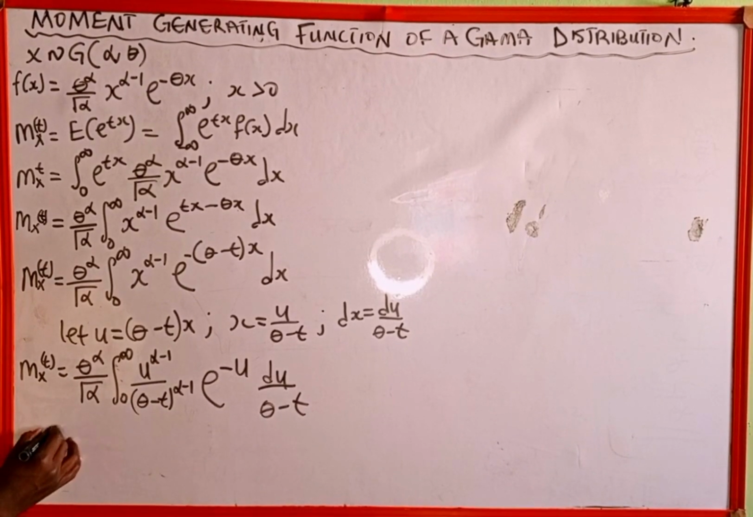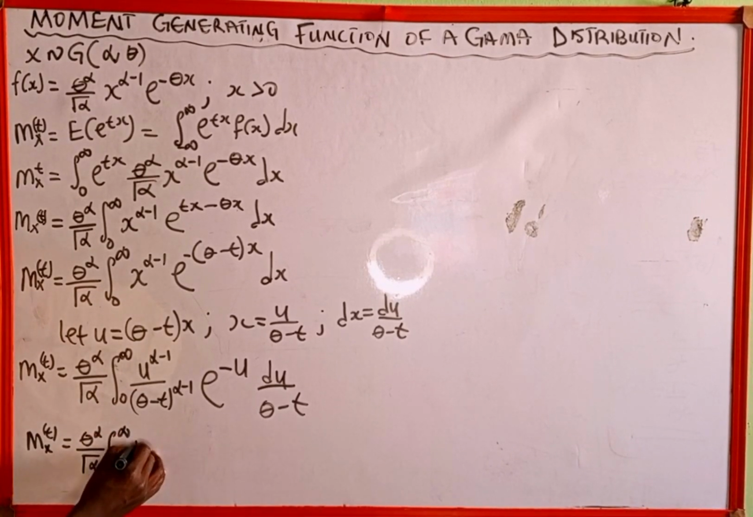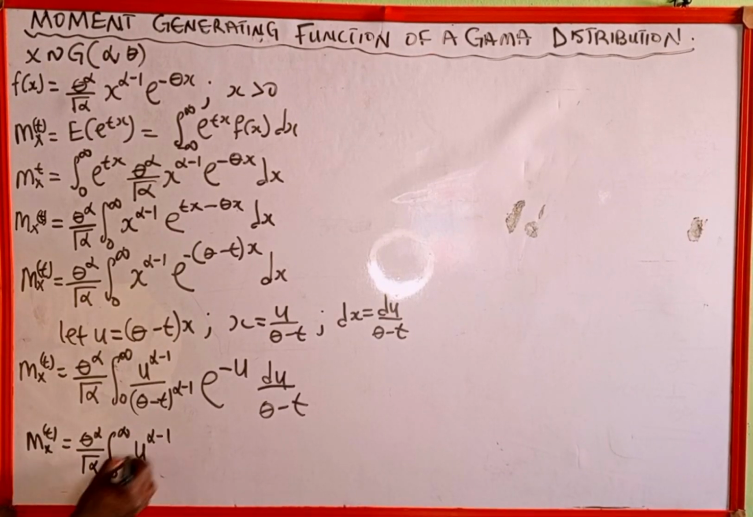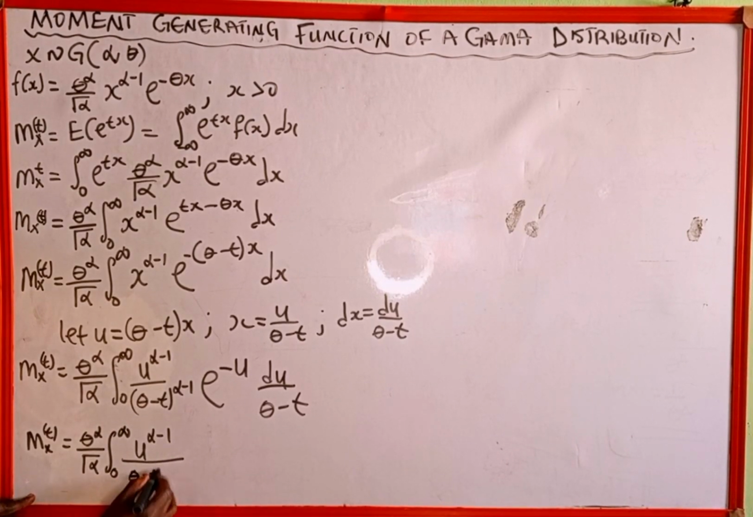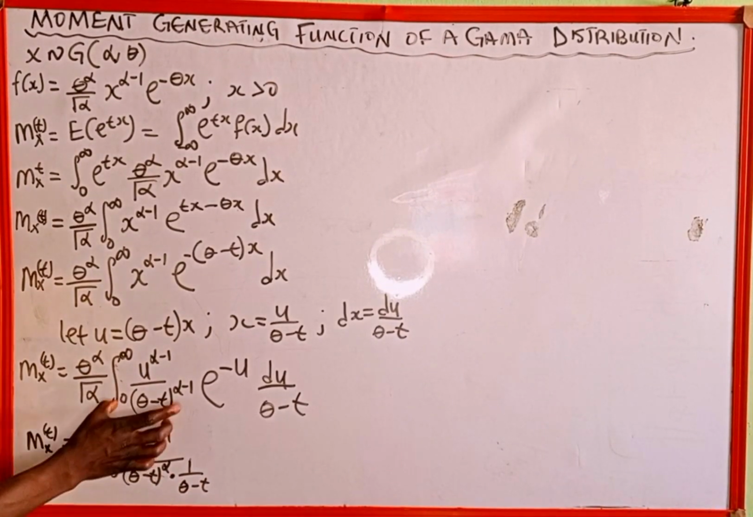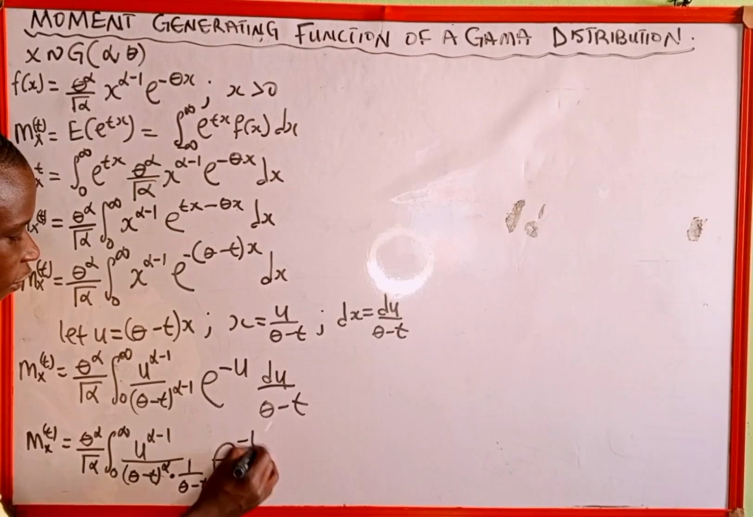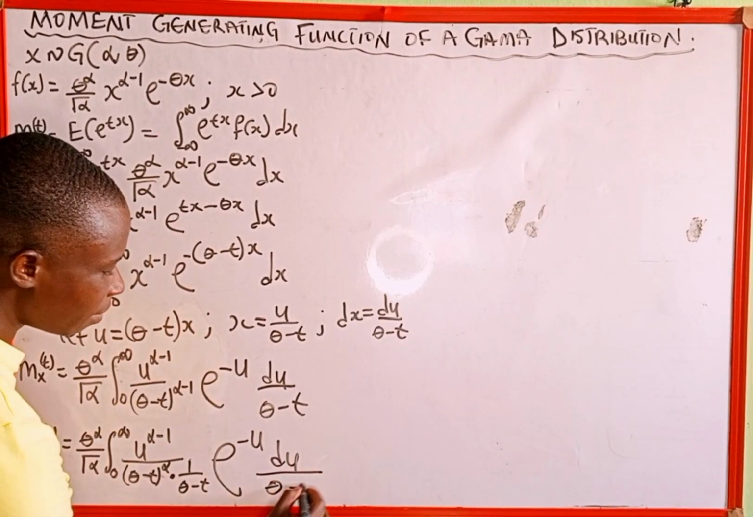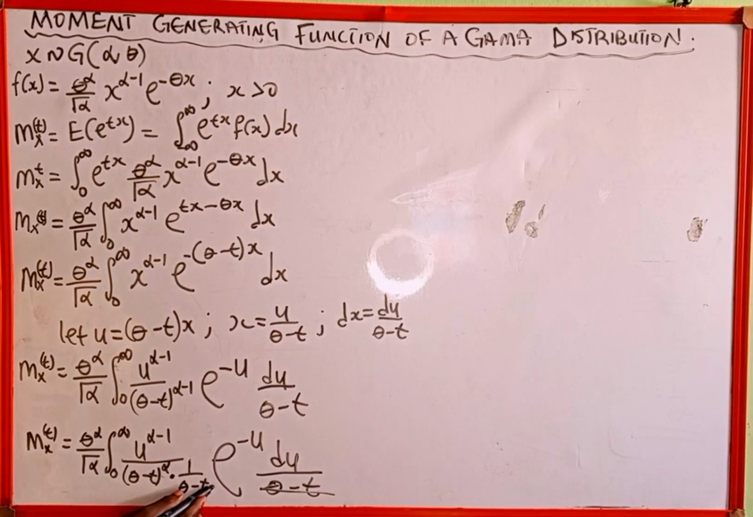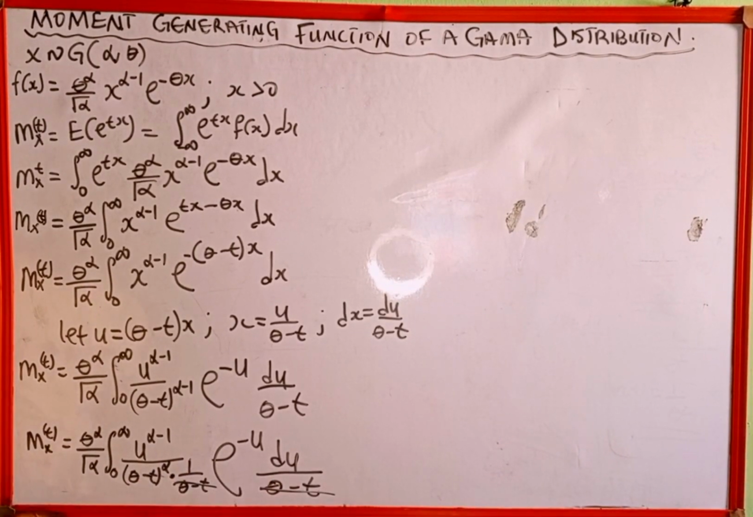Then M sub X of t now will be equal to theta raised to the power of alpha all over gamma of alpha into the integral from 0 to positive infinity, then u to the power of alpha minus 1 over theta minus t raised to the power of alpha, multiplied by 1 all over theta minus t. If you multiply this by this, it's going to be the same, because if this one goes up, it's going to change to negative 1. Then exponential raised to the power of minus u, then du all over theta minus t. So this theta minus t is going to cancel out this theta minus t. The reason why this cancels this is that both of them are in the denominator, and this one is 1 all over, which means this is divided by this, so it cancels to 1.